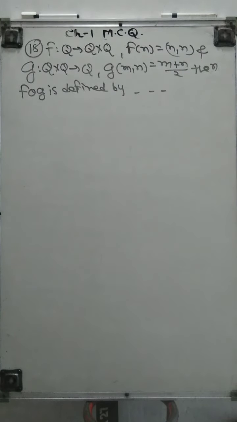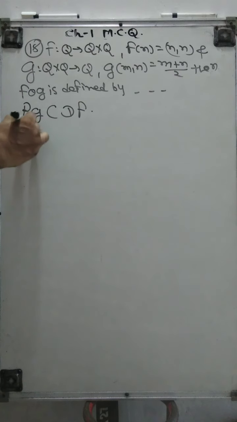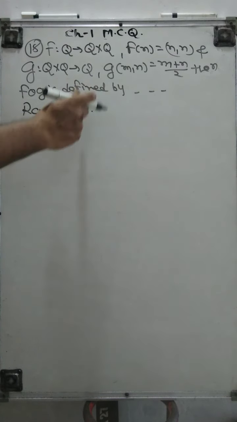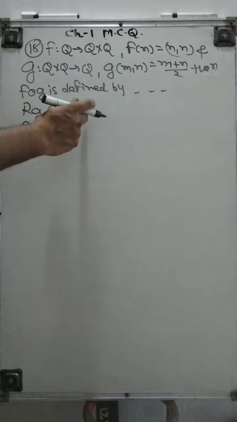Okay, 18 is a similar type of sum. Let f from Q to Q be defined by f(n) = n, and g from Q cross Q to Q be defined by g(m, n) = (m+n)/2. Then for fog to be defined, the range of g must be a subset of the domain of f. Now here the range of g is Q, and the domain of f is also Q.